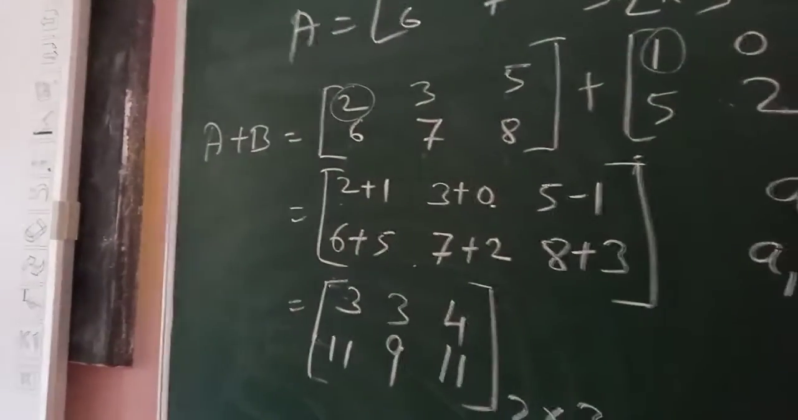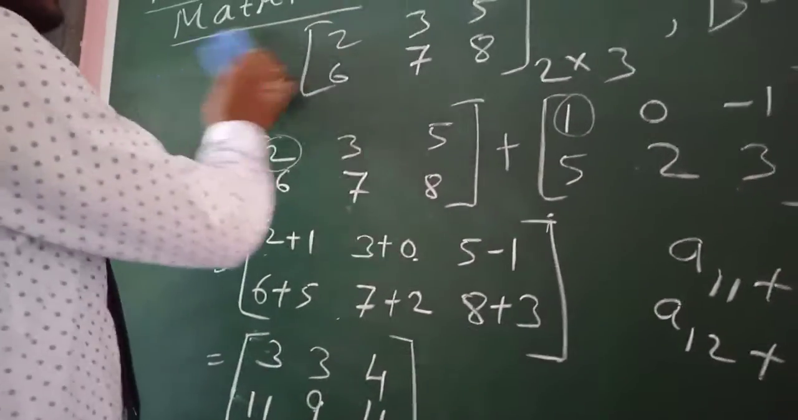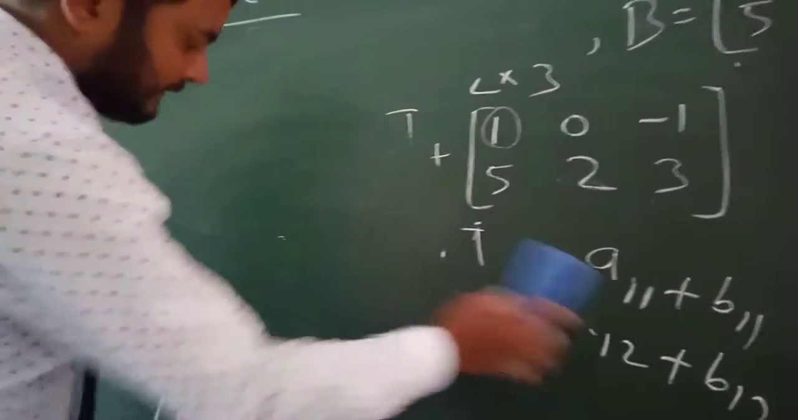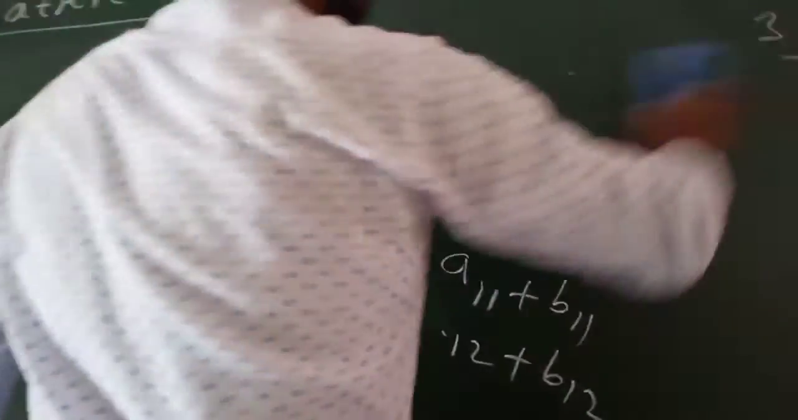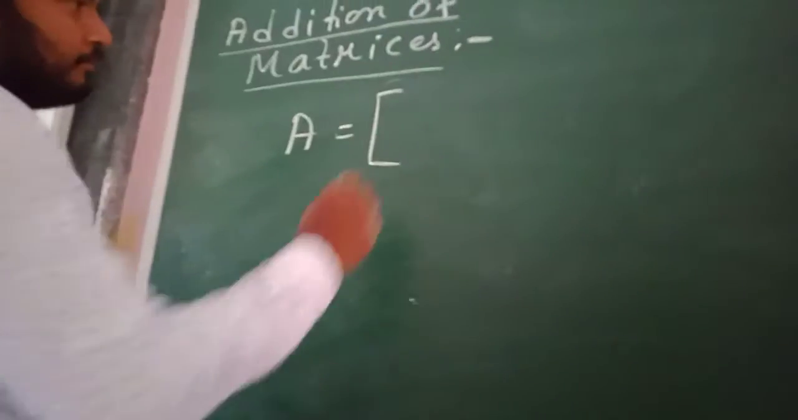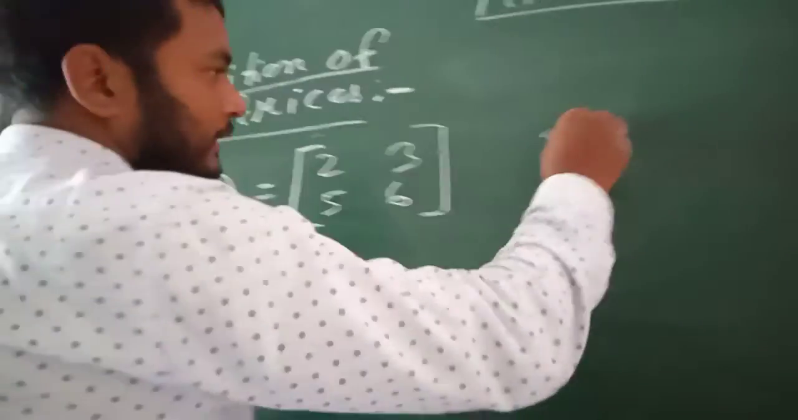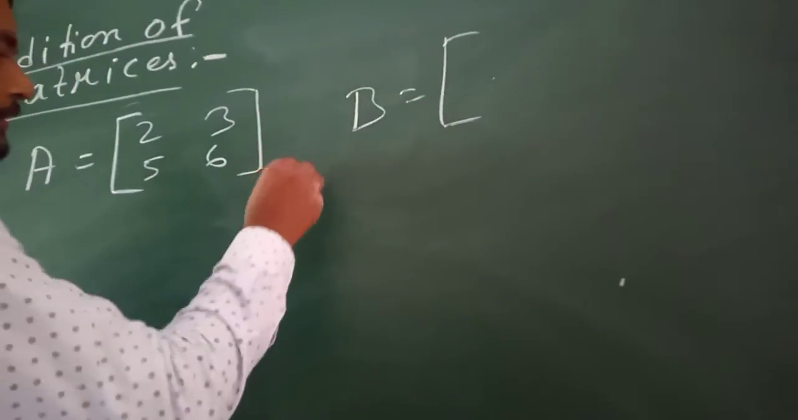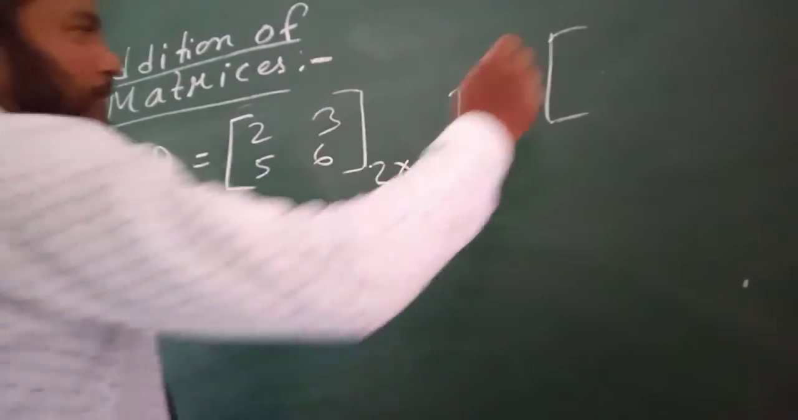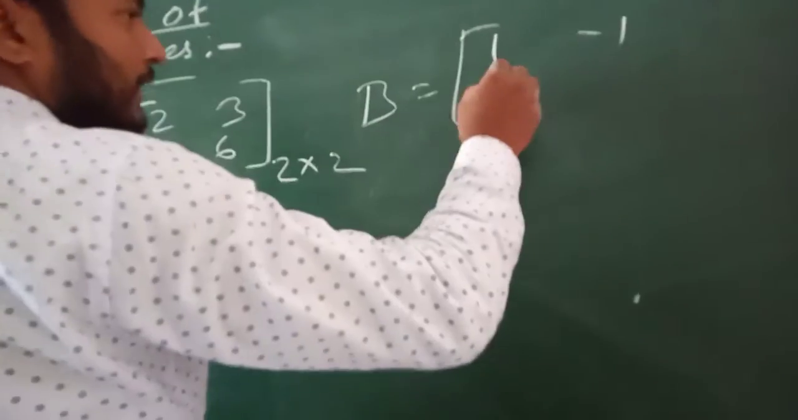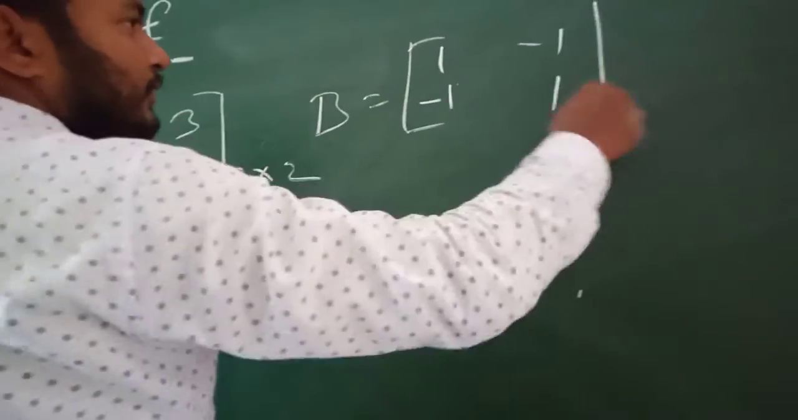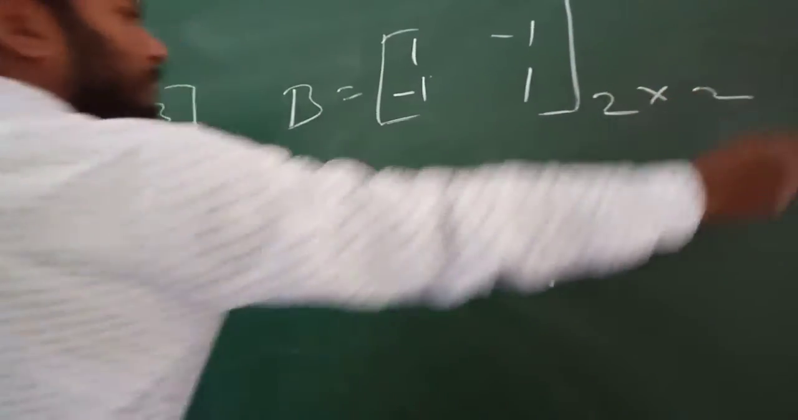How to add two matrices? Suppose we change the matrix again. Let A be 2, 3, 5, 6, and this is a square matrix of order 2. So B should also be a square matrix of order 2.